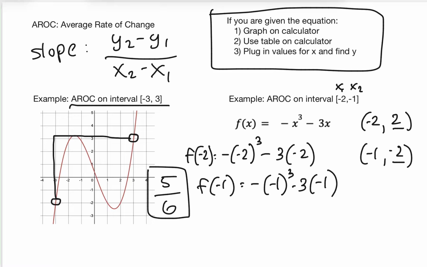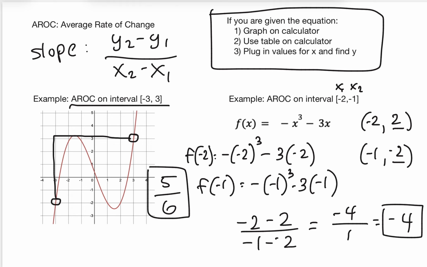We know how to find the slope between 2 points. We're taking our y2 minus our y1, so negative 2 minus 2 over our x2 minus x1. So that would give me negative 4 over 1. So my average rate of change is negative 4.